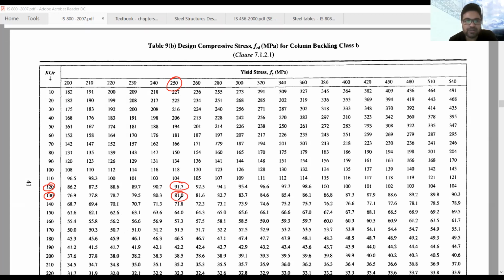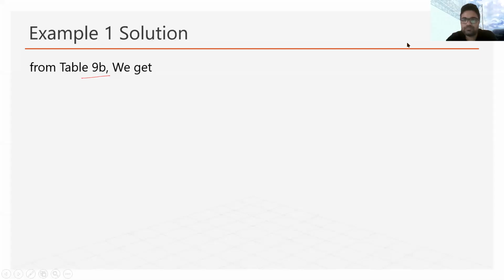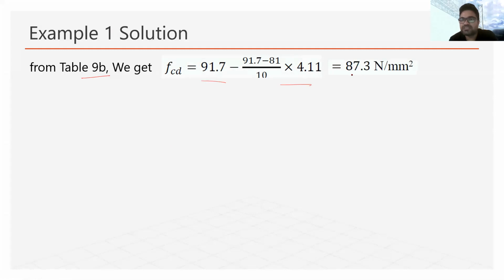But we have to find out the FCD value for lambda 124.11. So for that we have to do the interpolation. All these values we can use to interpolate. Now I have done the interpolation on the slide, so I will show you there. Here the interpolation is done, and through the interpolation we can find out the FCD value as 87.3.